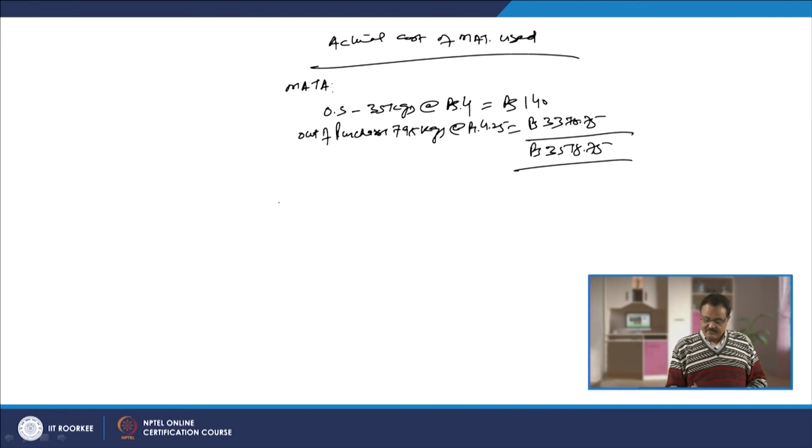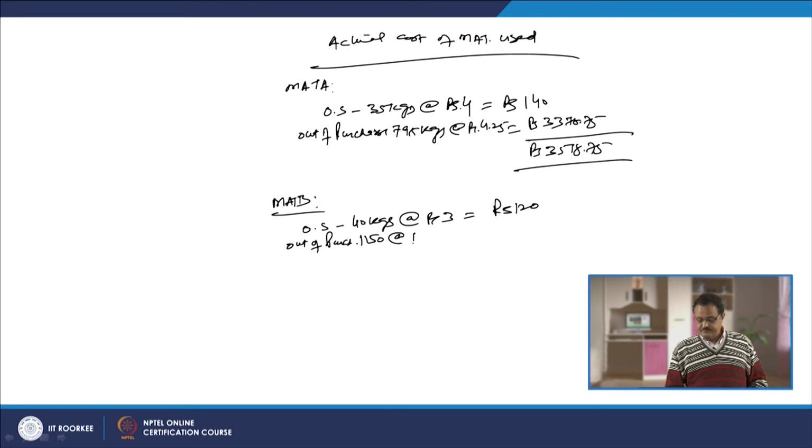And similarly for material B, what we are calculating here is the opening stock. How much have we used? 40 kgs at the rate of rupees 3. So this is going to be how much? 40 into 3 is 120, and out of purchases, how much we have used here is 1150 kgs at the rate of rupees how much?